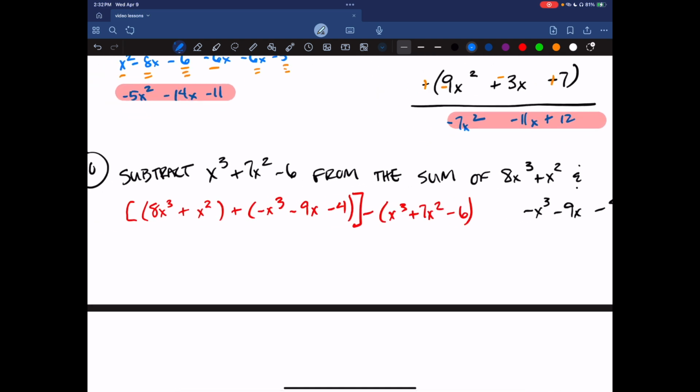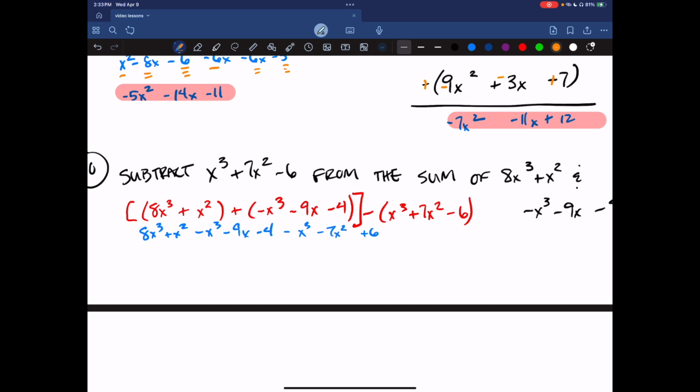So on the inside, I have some like terms, but really not much. I'm just going to drop the parentheses and get to work, but then I'm going to distribute that negative on the back end. So this is going to be 8x cubed plus x squared plus a negative is minus x cubed, minus 9x, minus 4. I'm going to distribute that negative. So that's going to be minus x cubed, minus 7x squared, and plus 6.